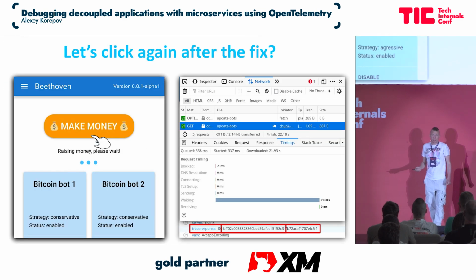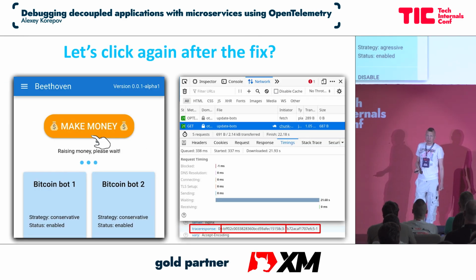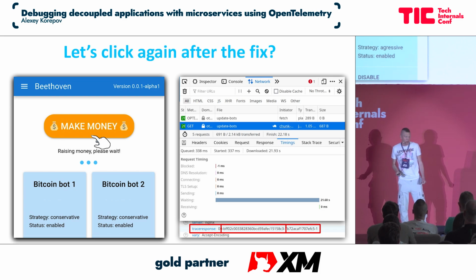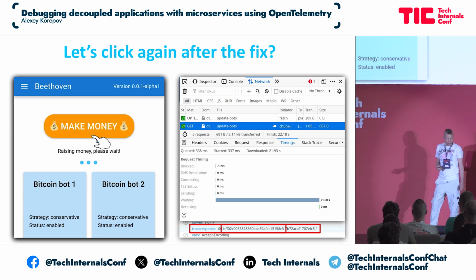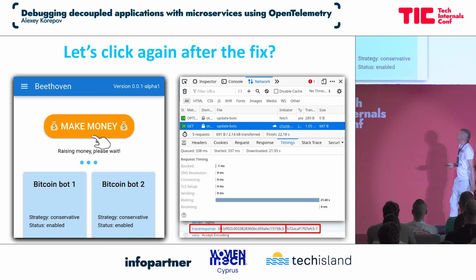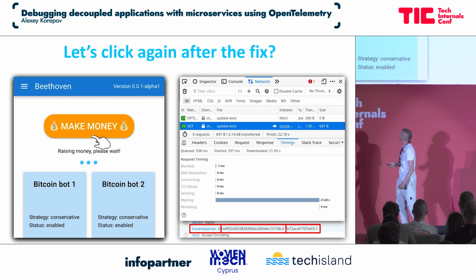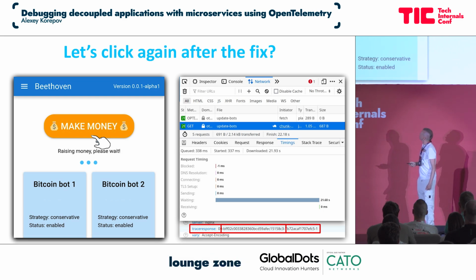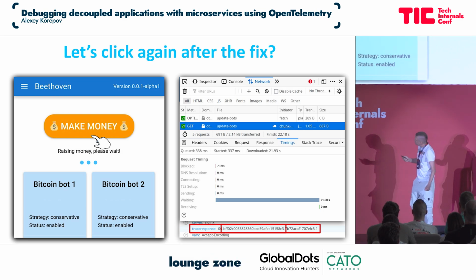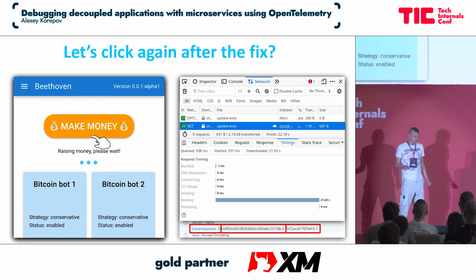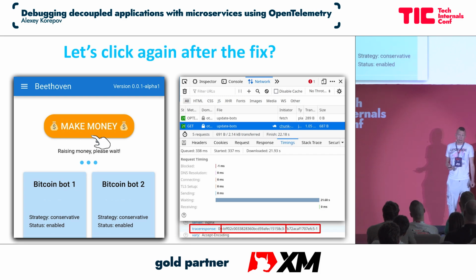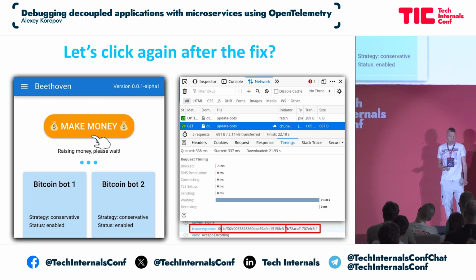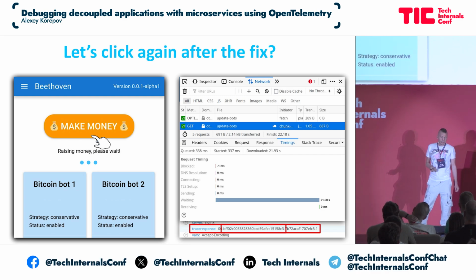So now the problem is solved. Let's try to click again. Now all should work well. OK, clicking. Let's wait a bit. A bit more. Come on. Yeah, bots updated successfully. So the problem is fixed, but now it worked quite slowly compared to the previous time, right? What should we do in this situation?